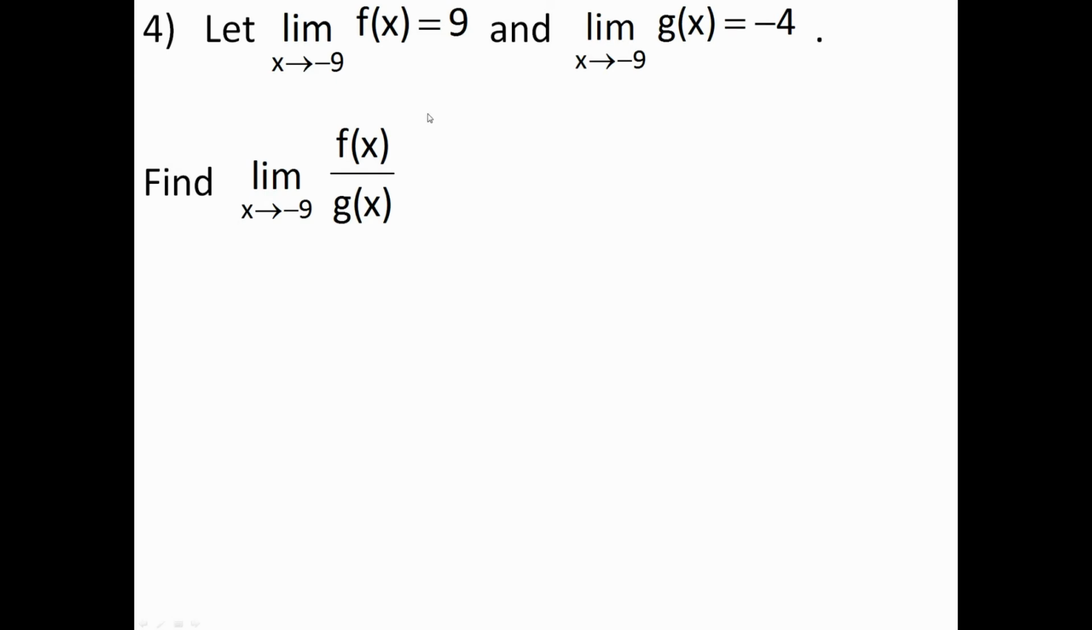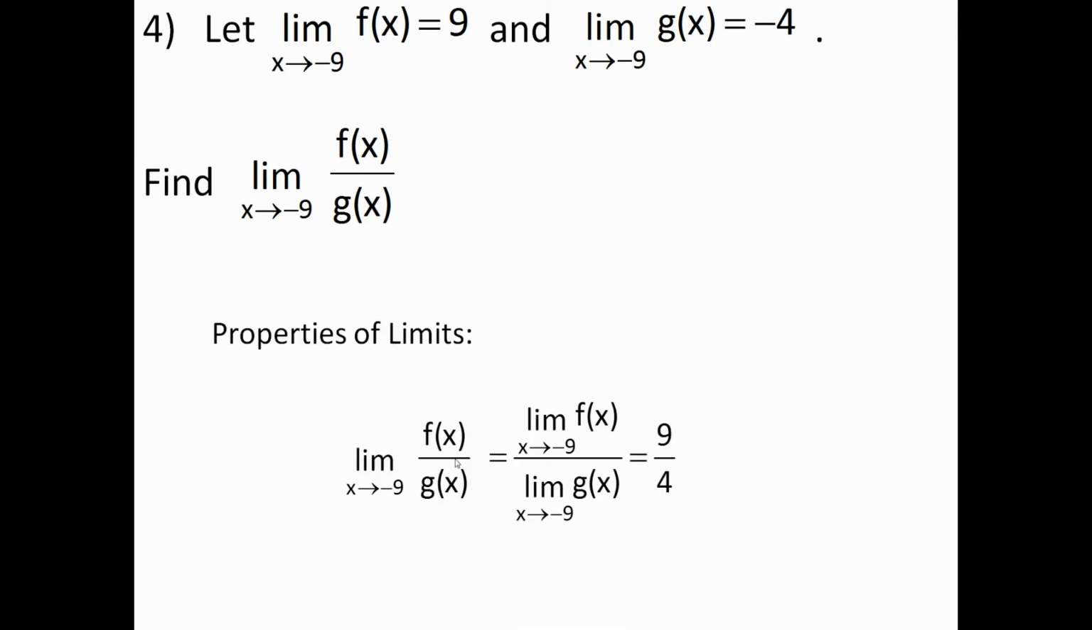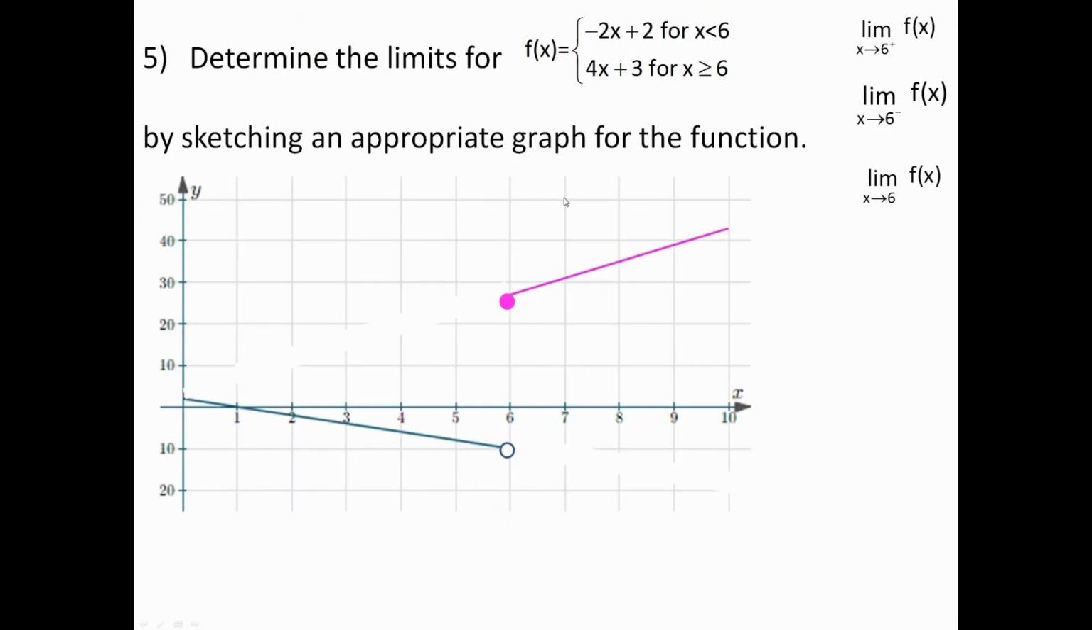Here, for problem 4, we are given the limit as x approaches -9 of f, and the limit as x approaches -9 of g. And the question here is to find the limit as x approaches -9 of this ratio. So we know by properties of limits that the limit of that ratio is going to be the ratio of the limits. And each of those limits is defined and exists. And so we would just substitute, and the result is 9/4.